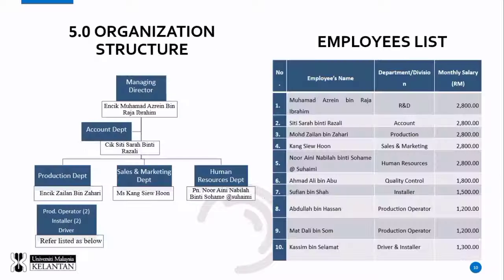I take over for the organization structure, which is managed by our organization, including the managing director, followed by the account department, production department, sales and marketing department, human resources department, and others including production operators, which include 2 persons, installers for 2, and a driver for 1. The employees list, which is on the right hand side, includes overall 10%.